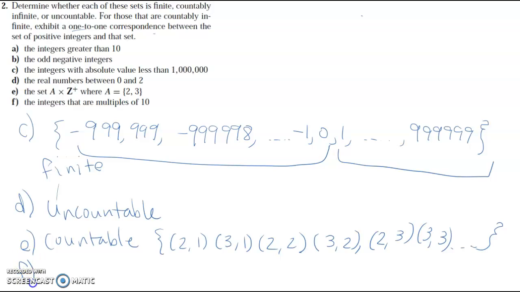F, last one, the integers that are multiples of 10. So this is also another countable set. We can list them out. Just to show the 1-to-1 correspondence, the first maps to 0, the second number maps to 10, the third number maps to -10, the fourth number maps to 20, the fifth number maps to -20, and then the next number maps to 30, -30, and so on.